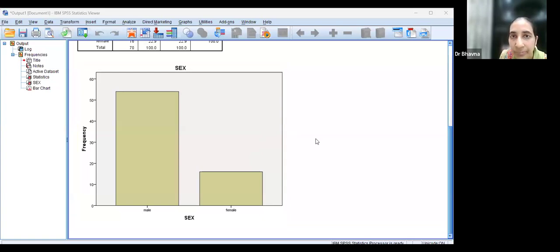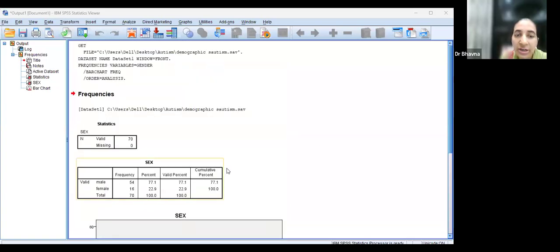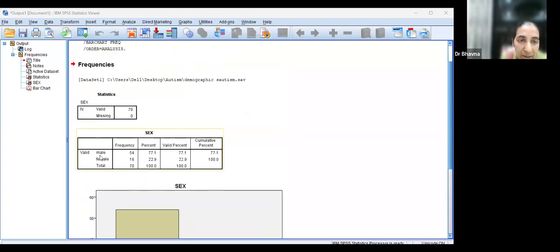Is it visible now? Yes, ma'am. Okay, see what it has done for you. It has drawn a table for you. This is the table. Males were 54, females were 16 in your data set. Total 70 students or patients.